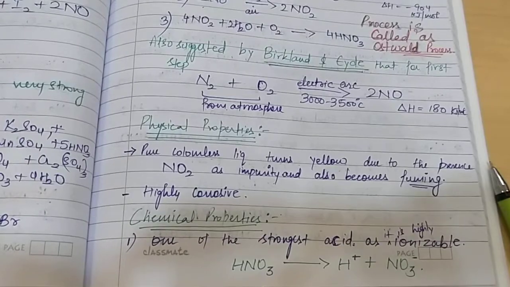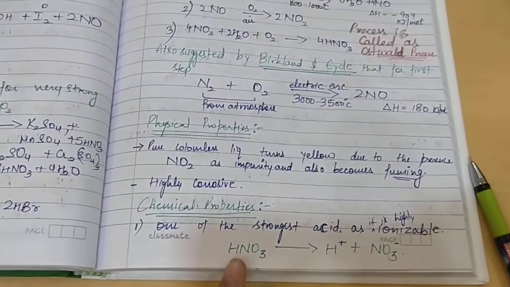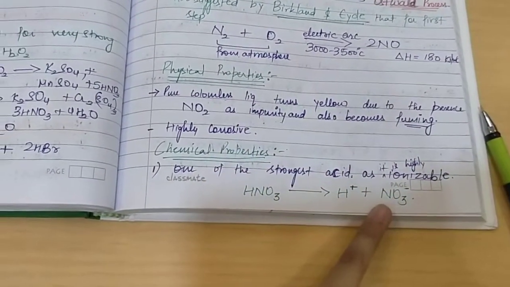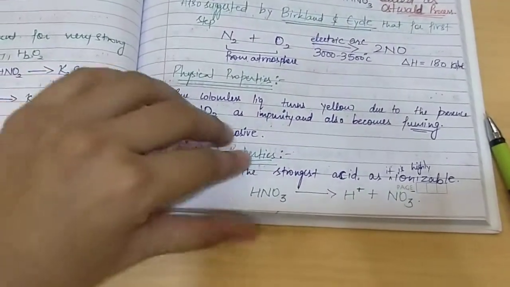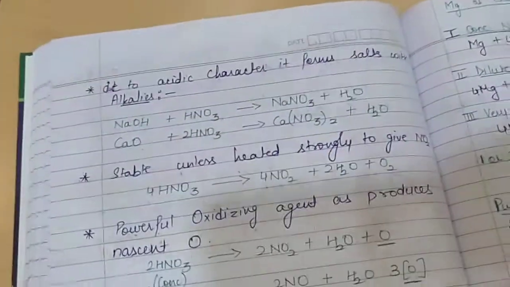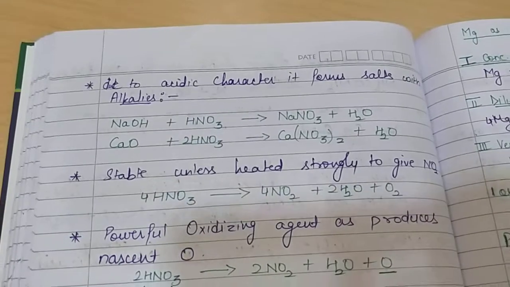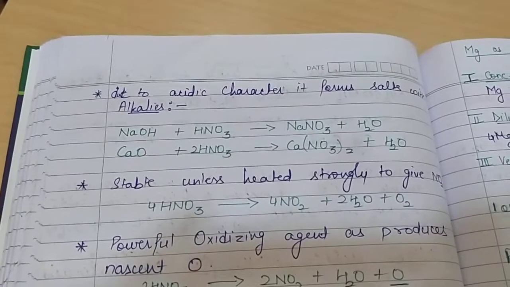Coming to the chemical properties, this is one of the strongest acids, which exists as H positive and NO3 negative. It is highly ionizable. Due to this ionizable property, it behaves as a very strong acid. Due to its acidic character, it can neutralize many alkalis.